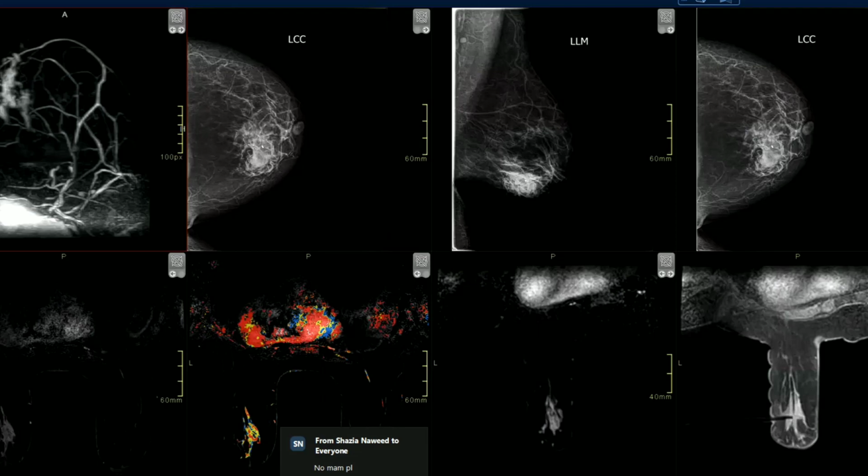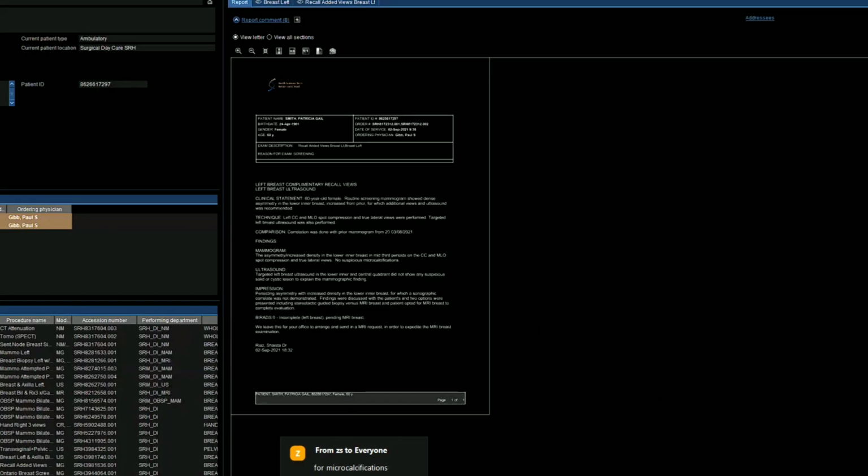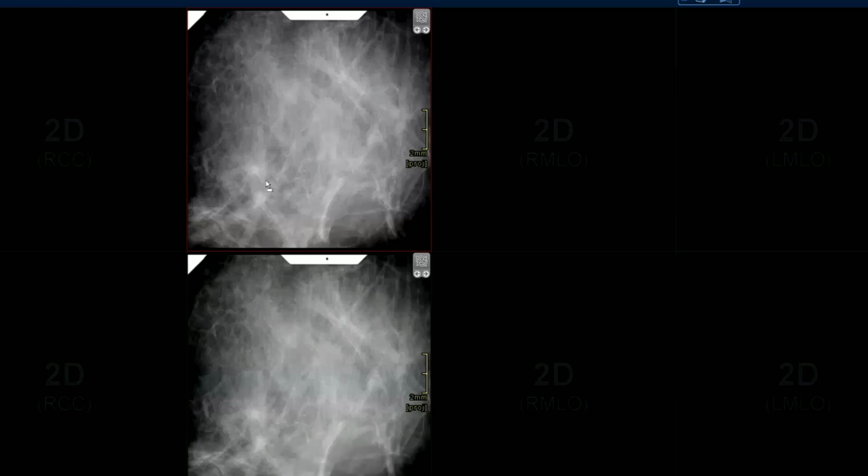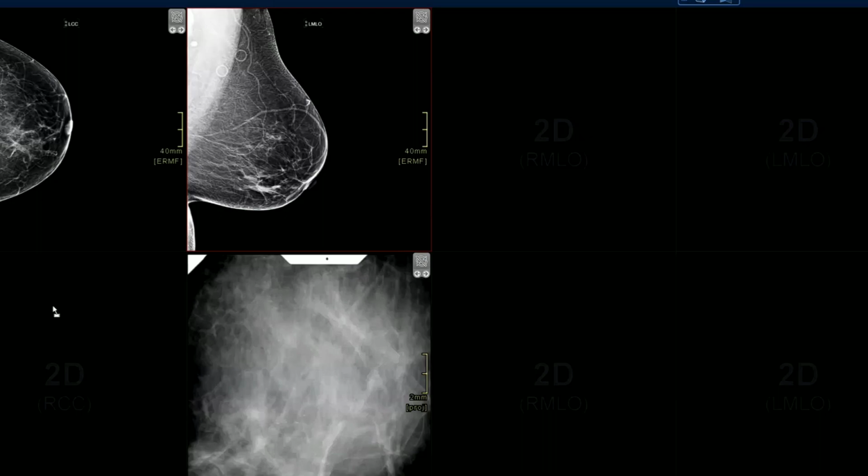Stereotaxis is a specific machine. It's done under mammography, so you can only do it for microcalcifications, asymmetries, or something that you can see on the mammogram. We see this on the mammogram, and we don't see anything on the ultrasound. Stereotactic biopsy is less invasive as compared to an MRI guided biopsy, because for MRI guided biopsy you have to reserve a slot of 2 hours, so it's difficult to do.